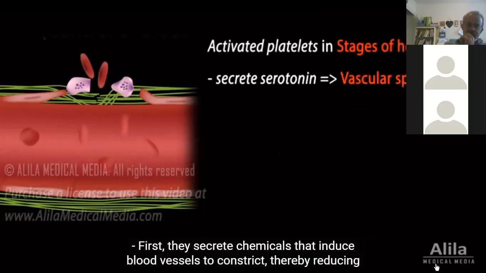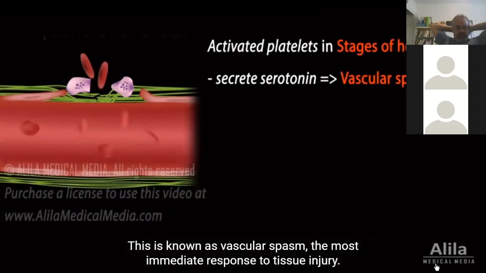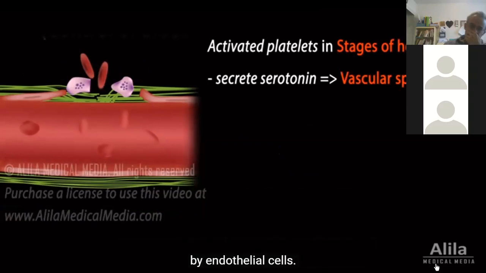First, they secrete chemicals that induce blood vessels to constrict, thereby reducing blood loss. This is known as vascular spasm, the most immediate response to tissue injury. Vascular spasm is also triggered by local pain receptors and by substances released by endothelial cells.